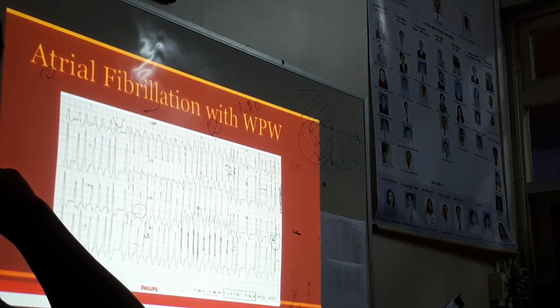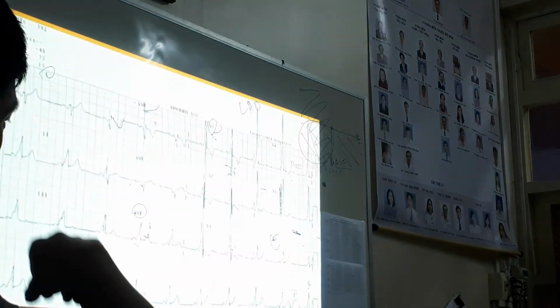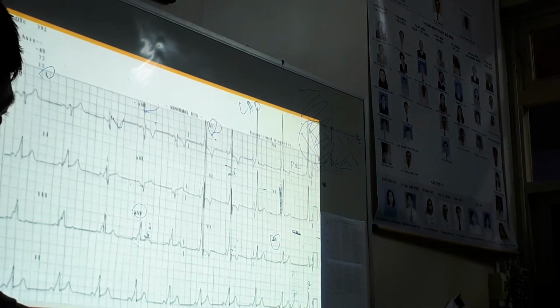We actually had this case. Yeah. When first day I came here. She's still alive. She's still alive. Yeah, thankfully Dr. Tai was taking care of her, and she's still alive.